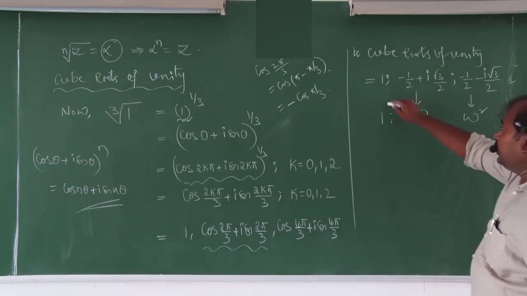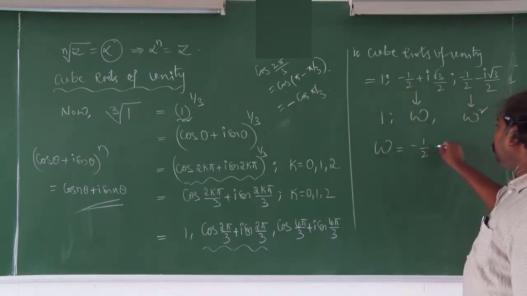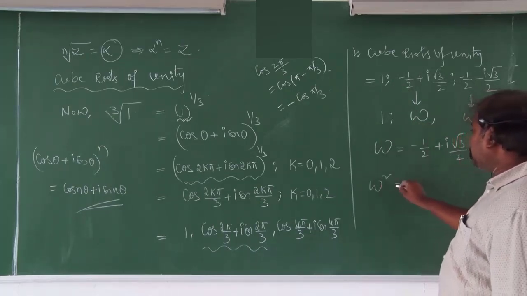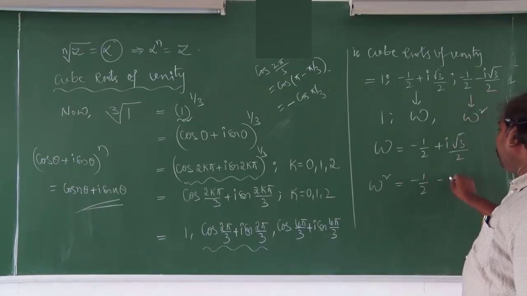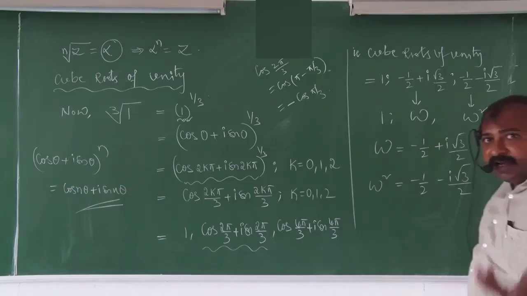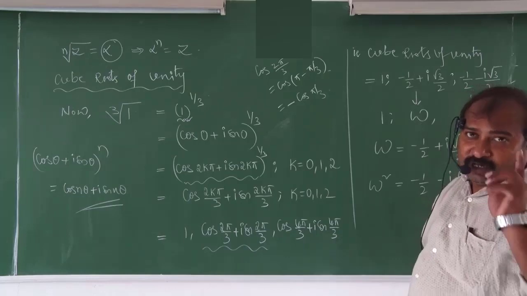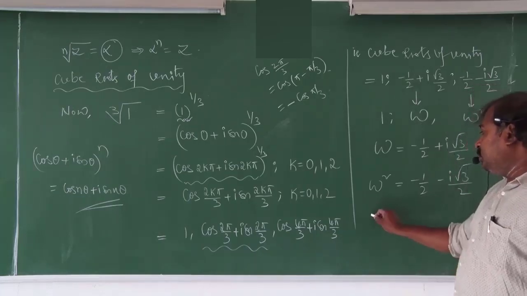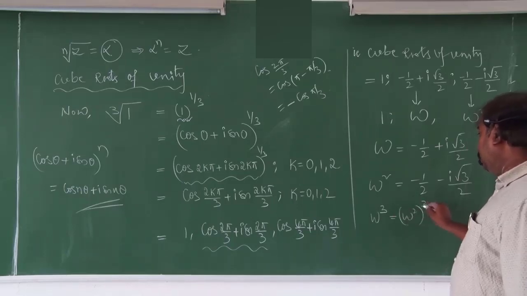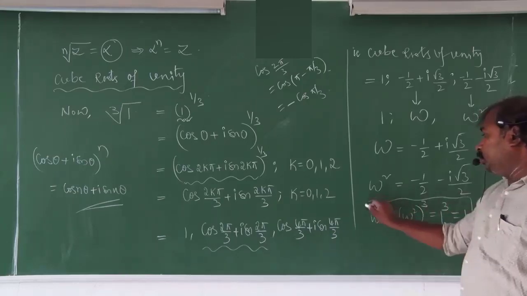So simply, 1 is this one, omega equals minus 1 by 2 plus i into root 3 by 2, and omega square equals minus 1 by 2 minus i into root 3 by 2. If you are interested, you can find the omega cube value. You will get 1 only. Omega cube, omega square whole cube, and 1 cube are all equal to 1.